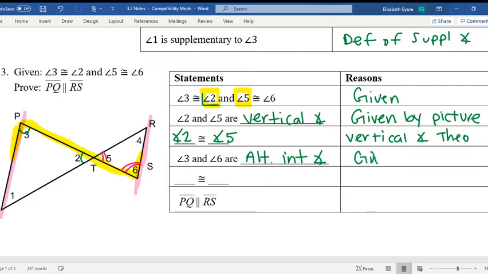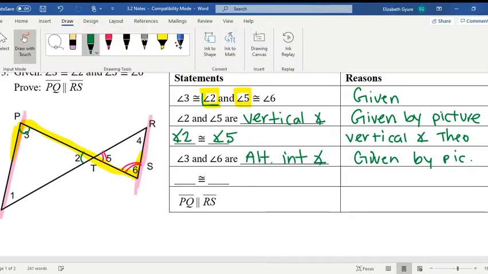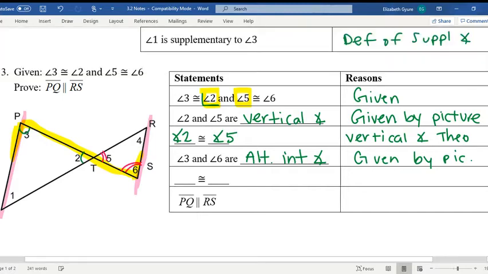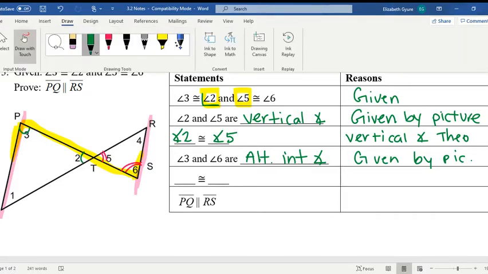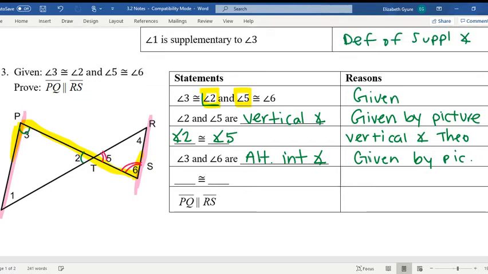That's also still given by the picture. And on your quiz, if there are going to be steps that are given by the picture, I'll have that reason filled in for you already. You'll just need to maybe identify it. Okay.